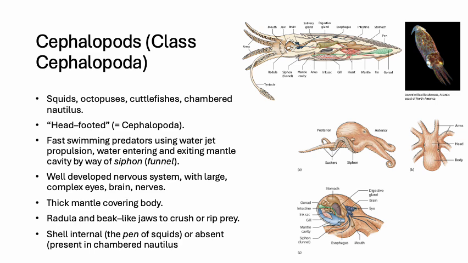What makes them truly extraordinary is their nervous system. They have large brains, complex eyes comparable to ours, and remarkable learning and problem-solving abilities. Many can change colors and textures instantly using chromatophores, making them masters of camouflage and communication.